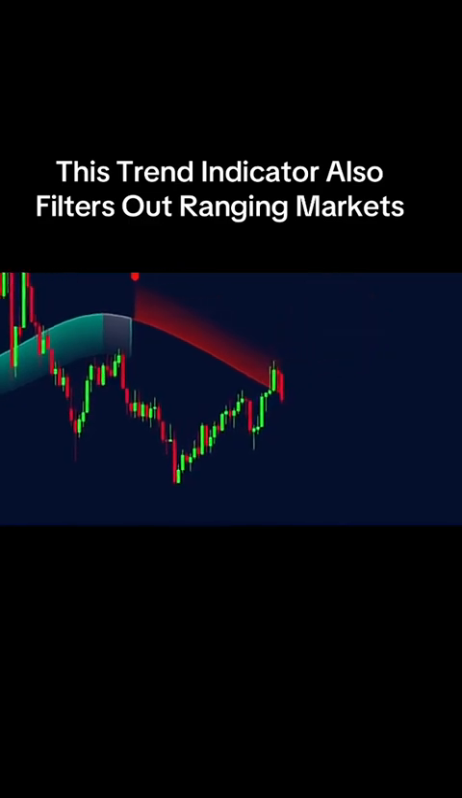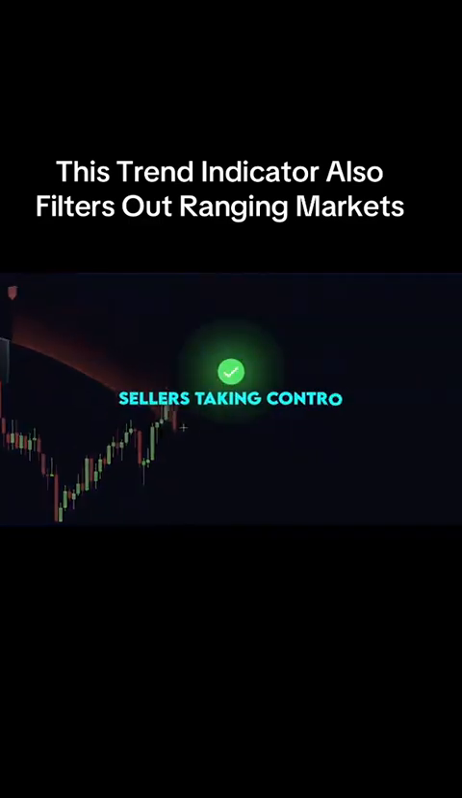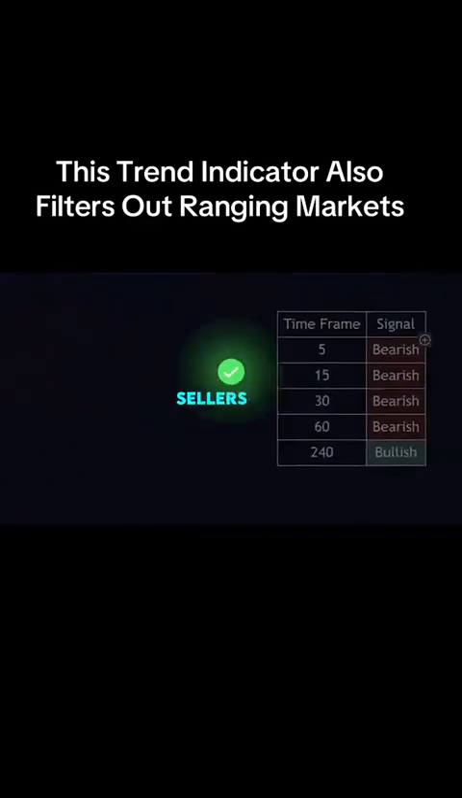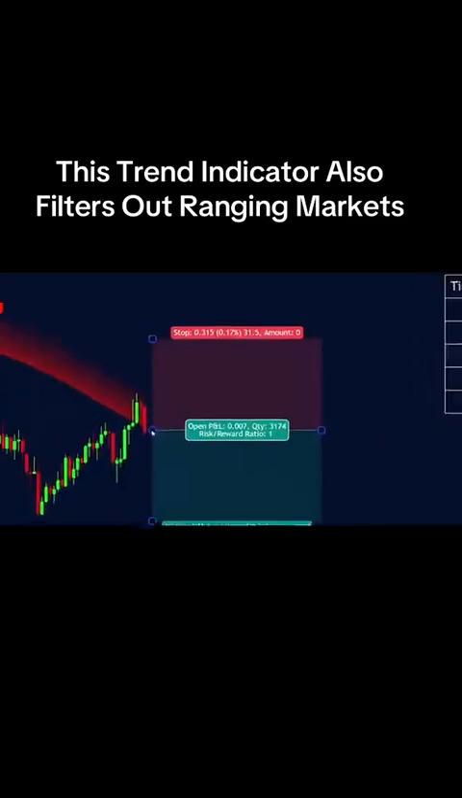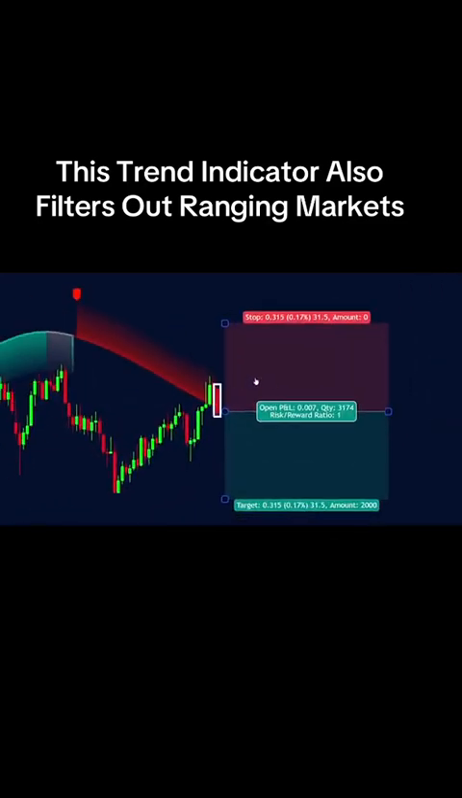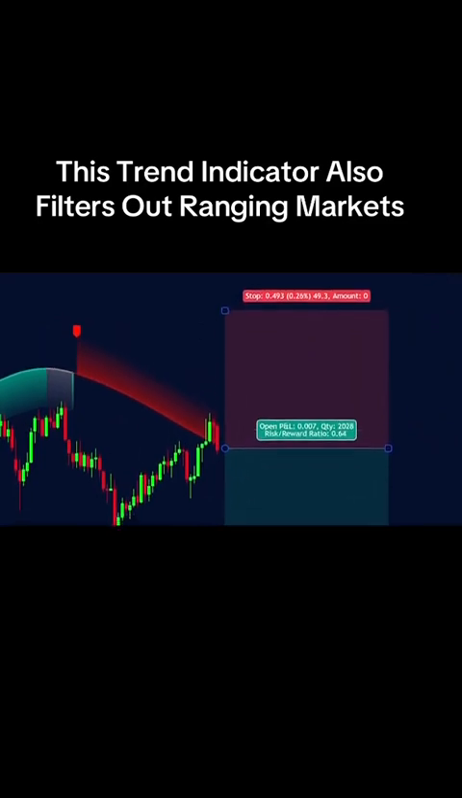For the candle pattern, you're looking for a green candle followed by an engulfing red candle. This shows sellers taking control after the pullback. Third, check the multi-time frame table to confirm alignment. When these conditions align, enter your short position at the close of the engulfing red candle. Set your stop loss just above the recent swing high.